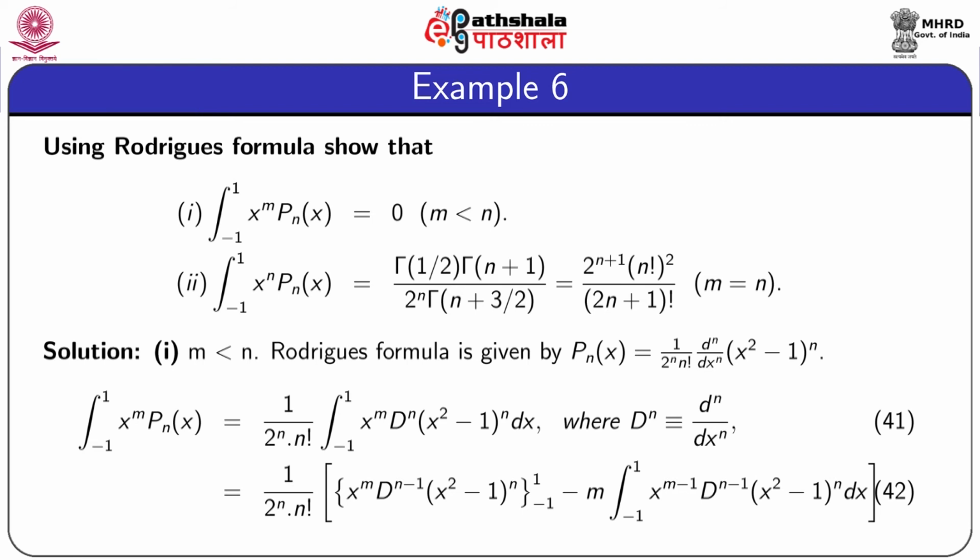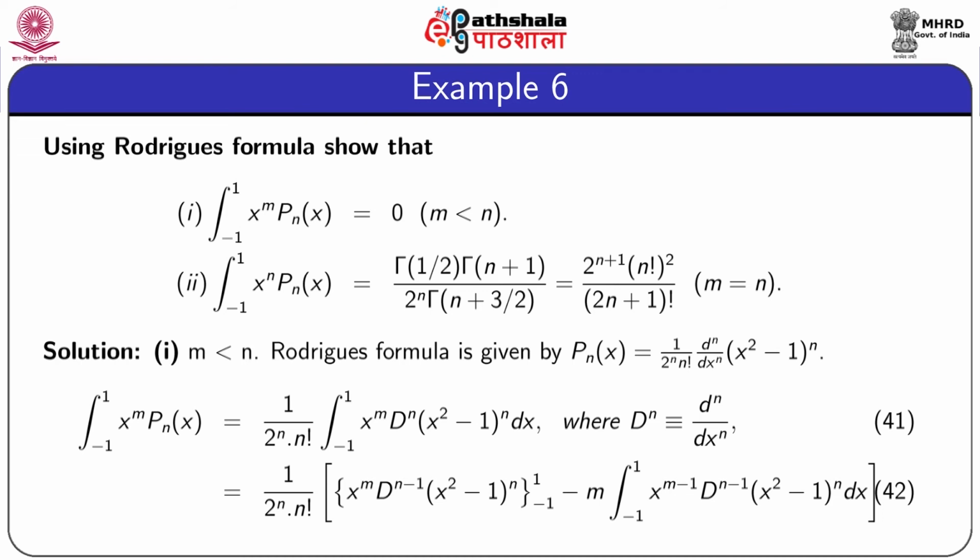Next, we take a very good example where we have to show, using Rodrigues formula, that the integral from −1 to +1 of x^m Pn(x) dx is equal to 0 if m is less than n, and the integral from −1 to +1 of x^n Pn(x) dx is equal to √π Γ(n+1) / (2ⁿ Γ(n + 3/2)), which is equal to 2^(n+1) (n!)² / (2n+1)! if m is equal to n.